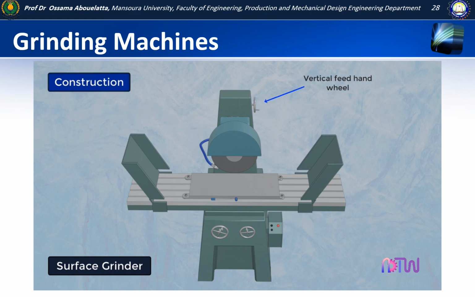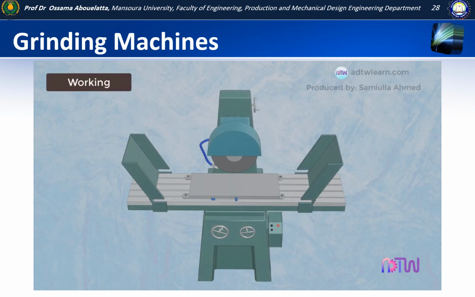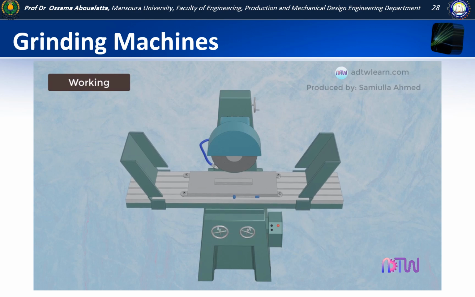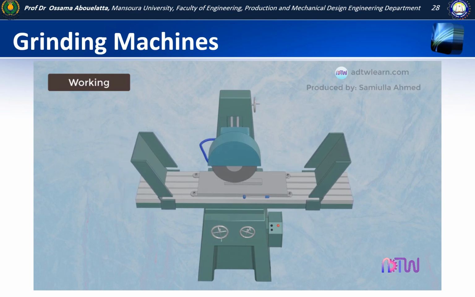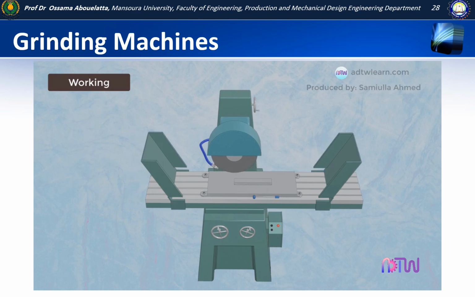Let's see the working of the surface grinding machine. The workpiece to be ground is placed on the magnetic table, and the lever is turned on to magnetize and hold the workpiece rigidly. Now, coolant is turned on, and by using both hand traverse wheel and cross slide wheel, the grinding of the workpiece surface is carried out.